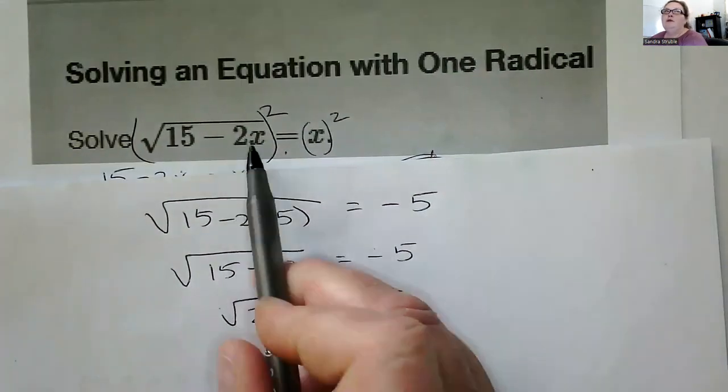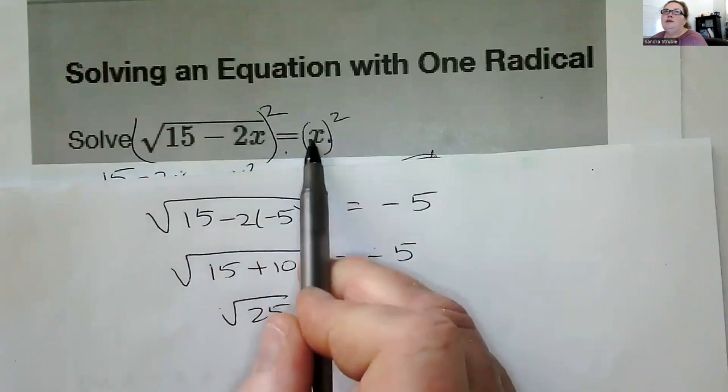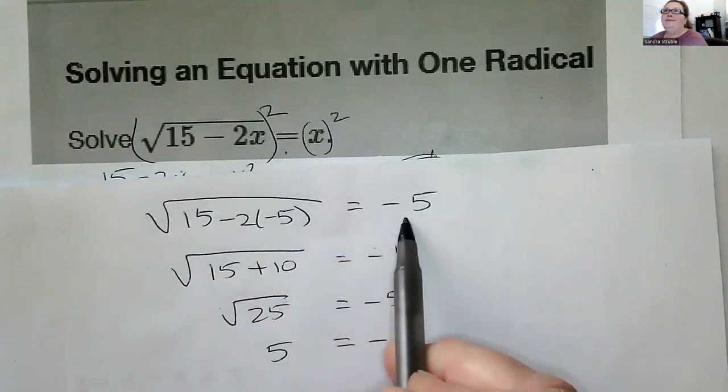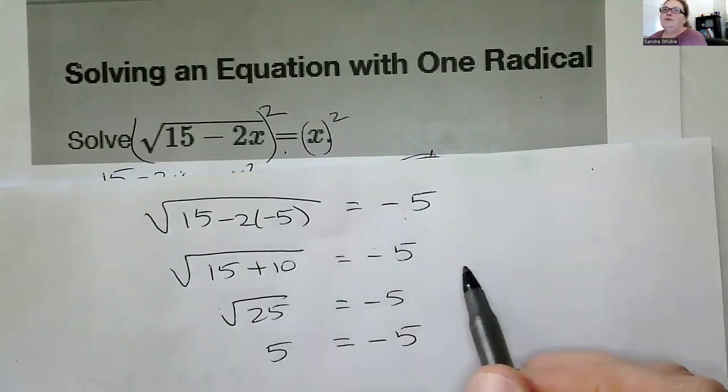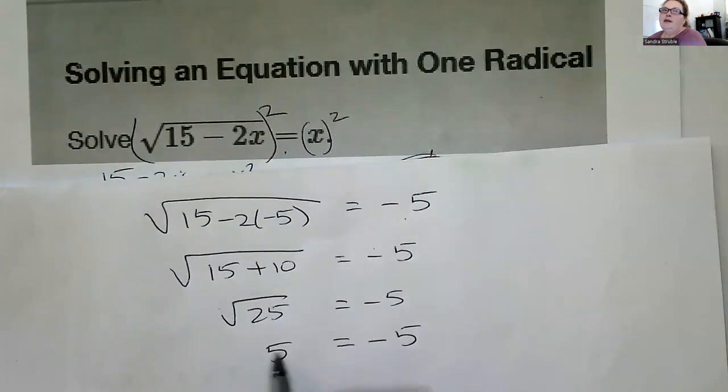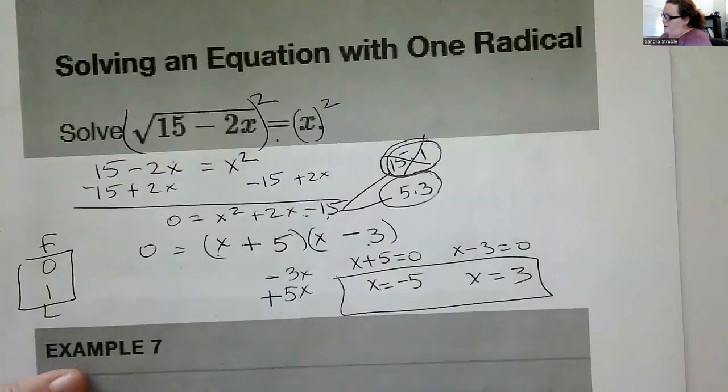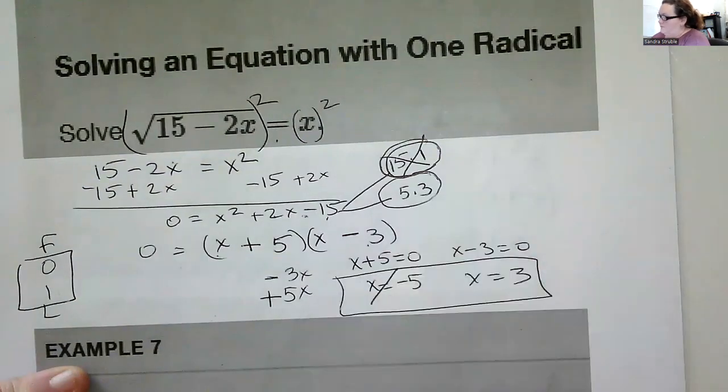What I saw immediately was you have a radical that's equal to a negative number. You're not going to get a radical that's going to provide you a negative number in this manner, not a square root. Okay. And it came out that 5 equals -5, which it does not. So -5 doesn't work. Now we need to check 3.